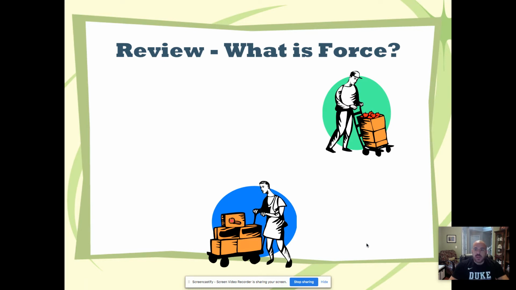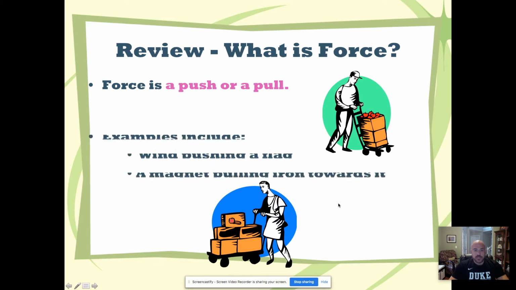If you remember back, I think, to Power Focus Area 5, we said a force is simply a push or a pull. So any object that is being pushed or pulled is being pushed or pulled by a force. Remember with our free body diagrams, gravity was a force. We had applied force, the normal force, friction was a force, all those things because they push and pull objects. And there are some common examples: wind pushing a flag, a magnet pulling iron towards it, the pictures of these guys pushing and pulling carts. All of those would be examples of force.